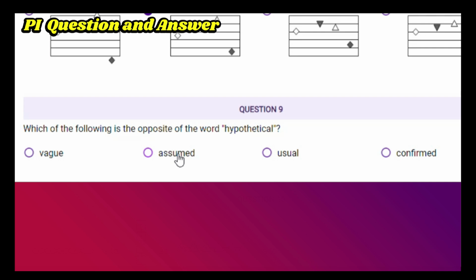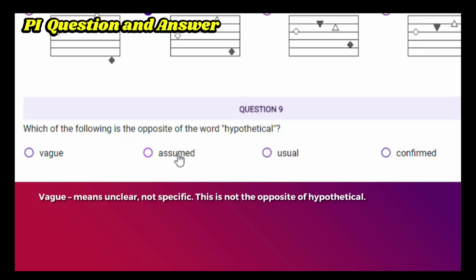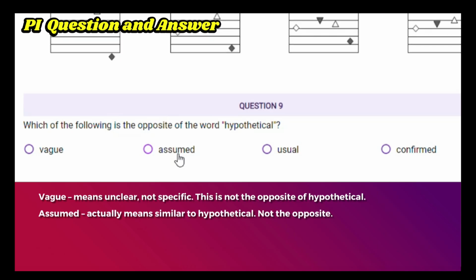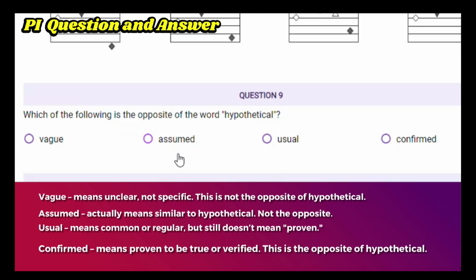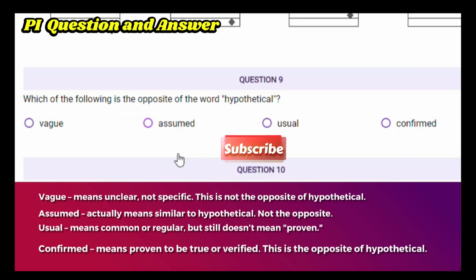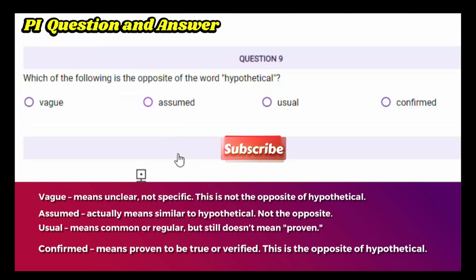Let's quickly go over the options. Vague means unclear, not specific. This is not the opposite of hypothetical. Assumed actually means similar to hypothetical, not the opposite. Usual means common or regular, but still doesn't mean proven. Confirmed means proven to be true or verified. This is the opposite of hypothetical.